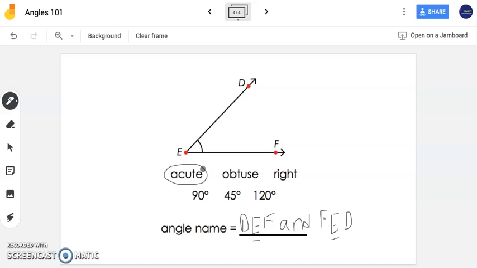So for an angle estimate here, I need to select the degree measurement that is less than 90 degrees. And my only option here is 45 degrees, which when I'm looking at this angle, it does look like this is halfway between 90, which half of 90 is 45. So I do agree that 45 degrees is a correct estimate for angle DEF.